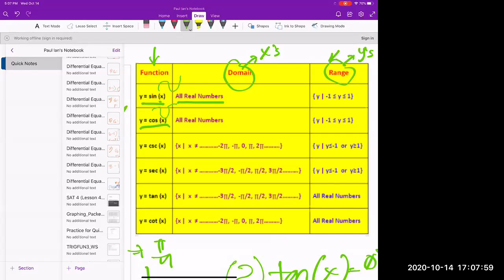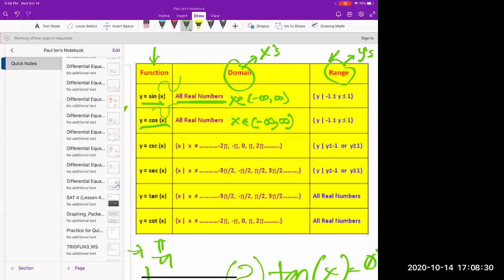So for sine, you can have all real numbers, or another way of writing this is x equals negative infinity to infinity. That's the same thing. And for cosine it's the same thing. X is from negative infinity to infinity, because there's no limit where this wave can end.